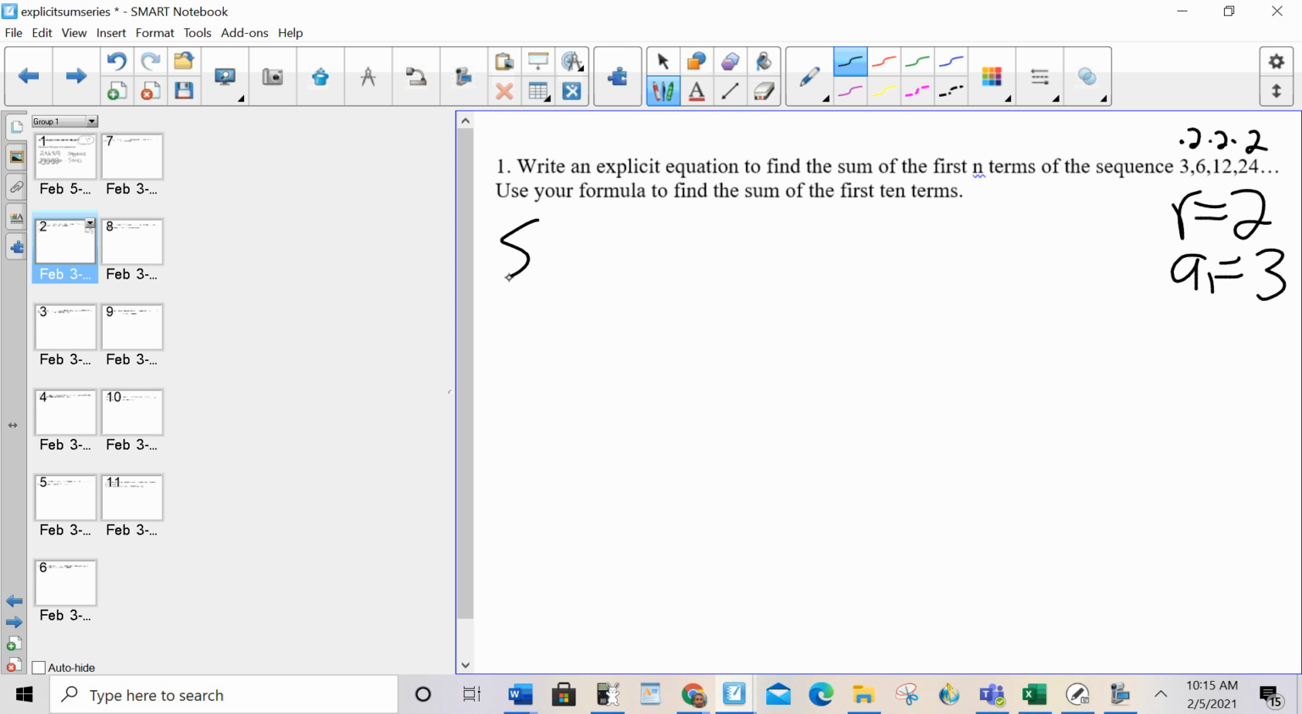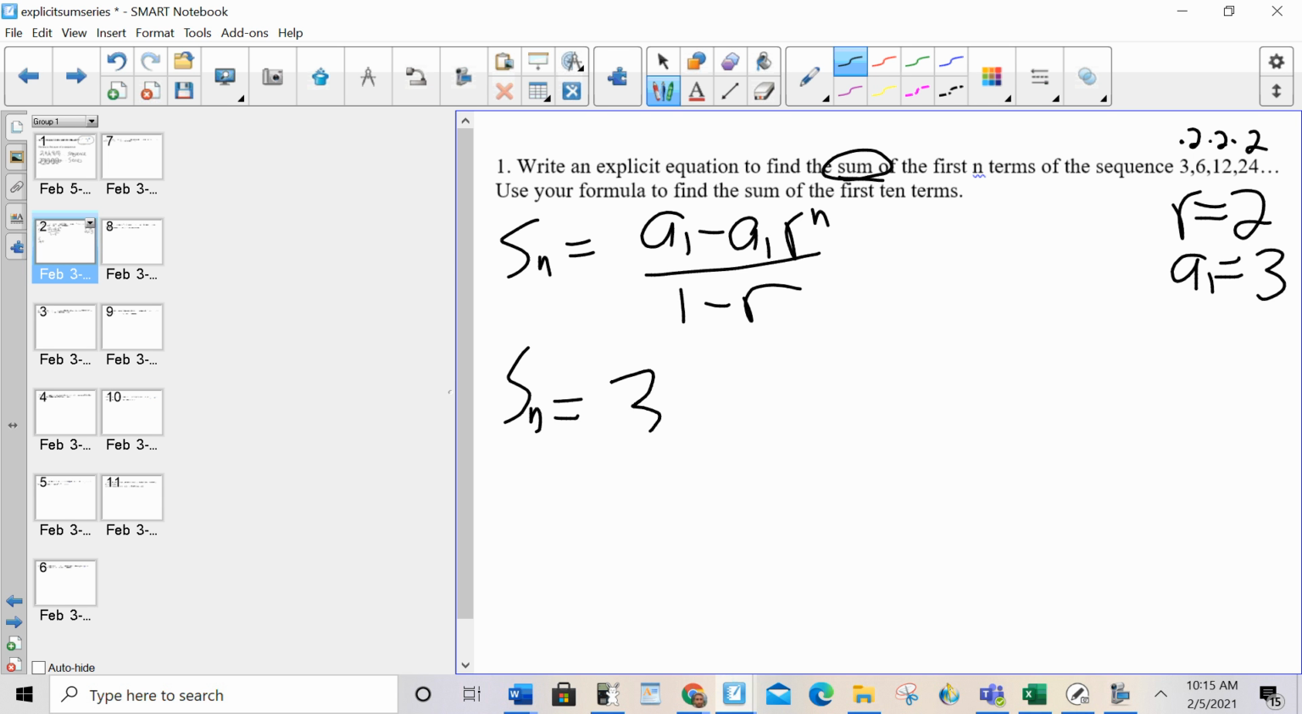But now I'm going to use the Sn formula for series, for the sum, instead of the sequence formula. An is for sequence, Sn is for series. Again, series is the sum of a sequence. So Sn equals a1 is 3 minus 3, r is 2 to the power of n over 1 minus 2. R comes up twice. The only thing I can combine is the bottom.